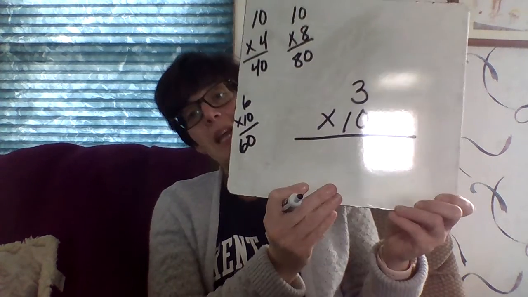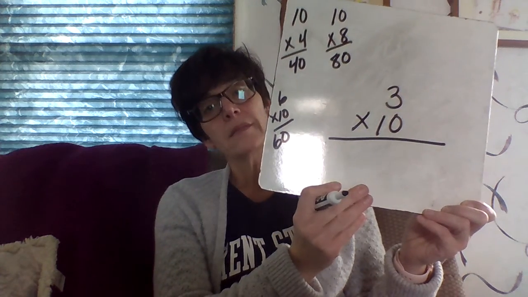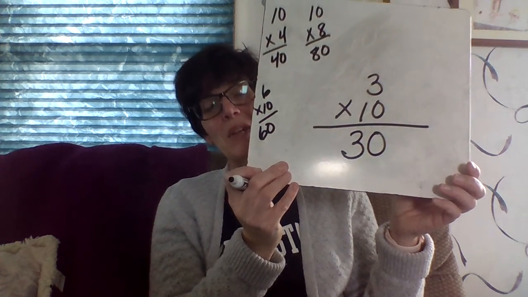The last one is, let's do 3 times 10. Write down the product of 3 times 10. Ready to check yours with mine? 3 times 10 is 30.